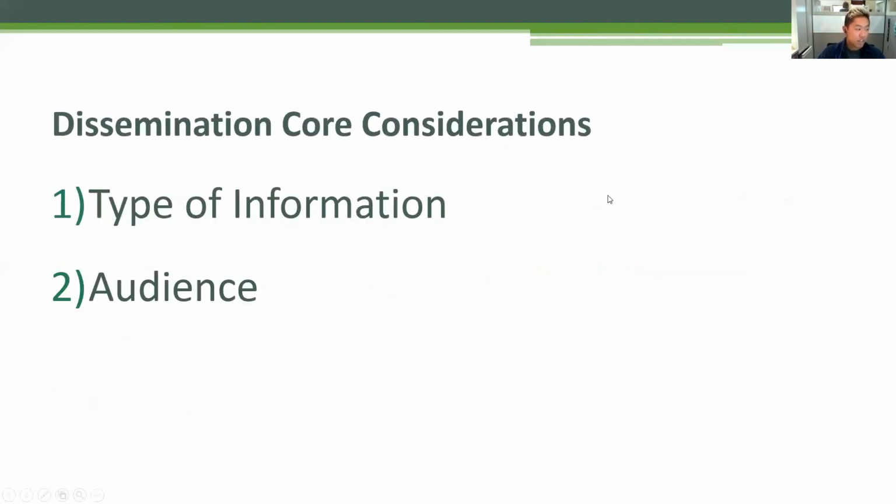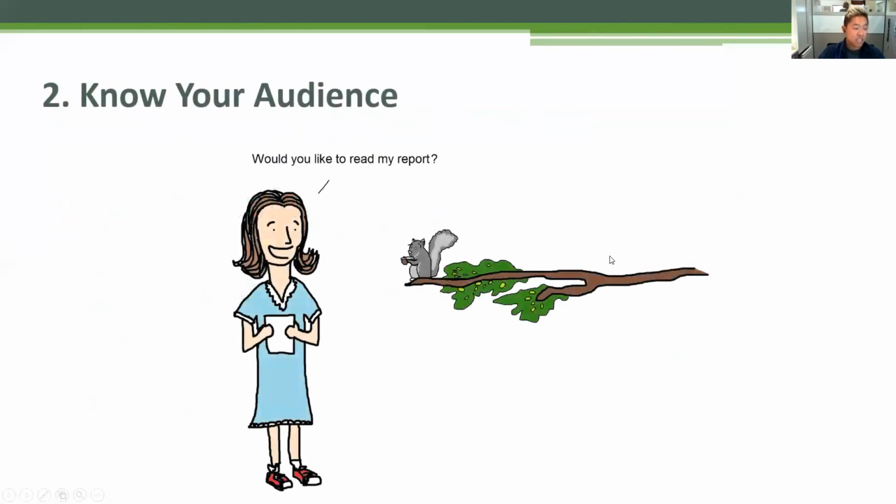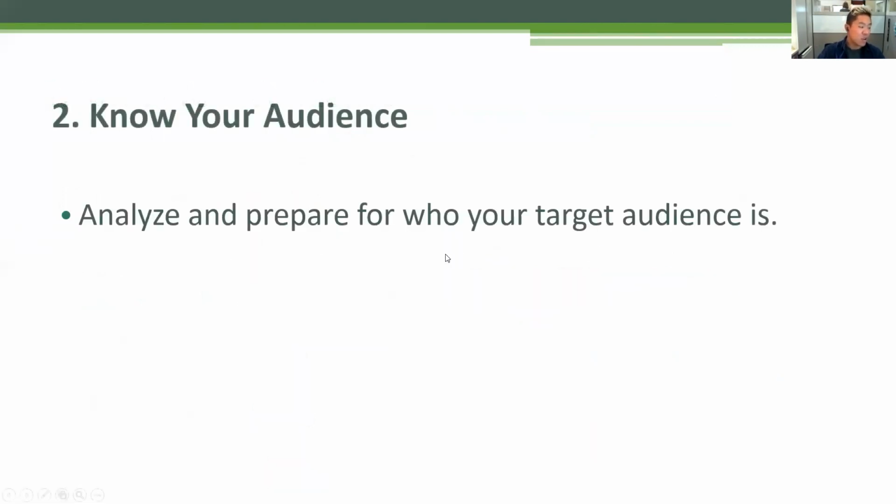So the second consideration is your audience. Taking consideration of who your audience is. So here's a little drawing I made of a girl, and she's asking a squirrel to read a report. That doesn't make sense. You want to make sure you know your audience. So analyze and prepare for who your target audience is. When I am personally writing a report, I will make sure that I target it to whoever is reading it. So whether it's my director or maybe a participant in a program, those might be two very different reports.